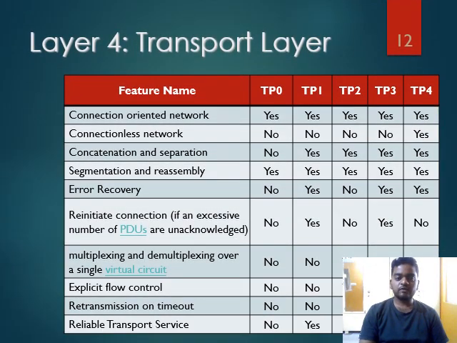Layer 4, transport layer features: the protocols named TP0, TP1, TP2, TP3, TP4. Connection-oriented networks, concatenation, presentation, error recovery, and retain connection. Multiplexing and demultiplexing over a single connection, explicit flow control. Retransmission and timeout, reliable transport service.